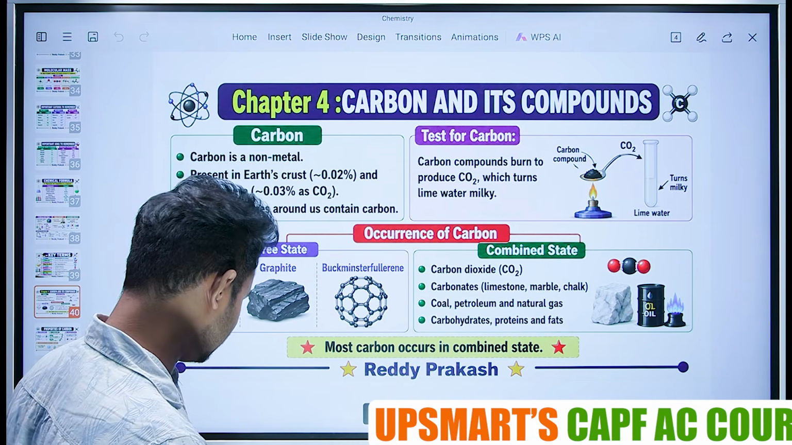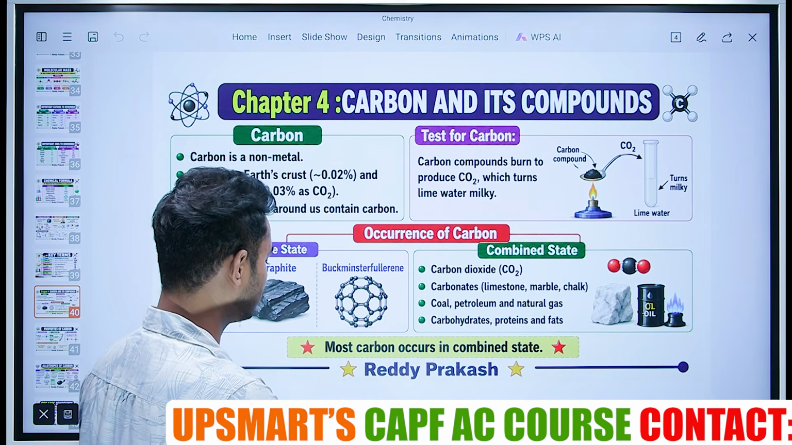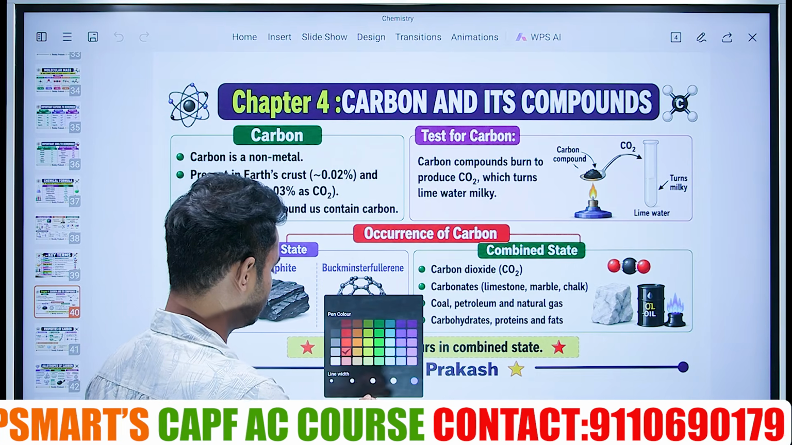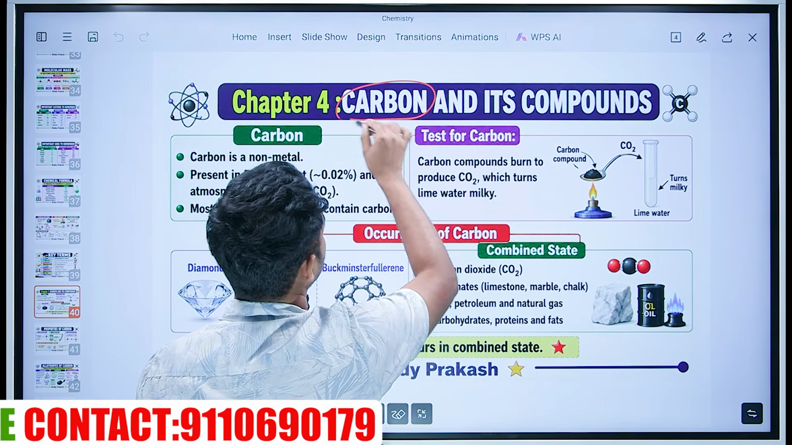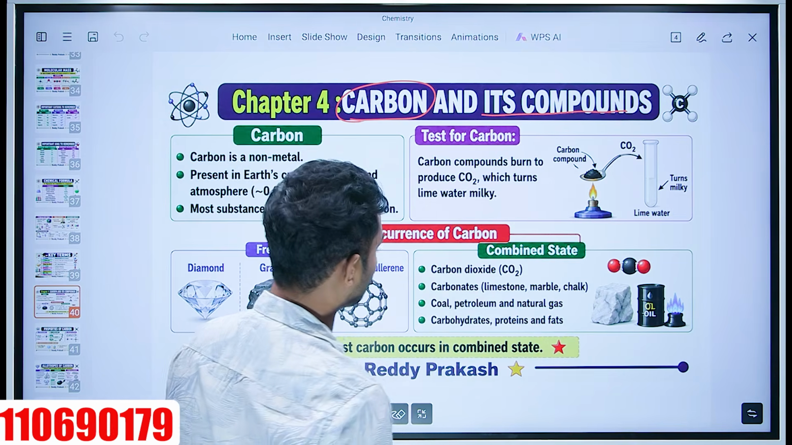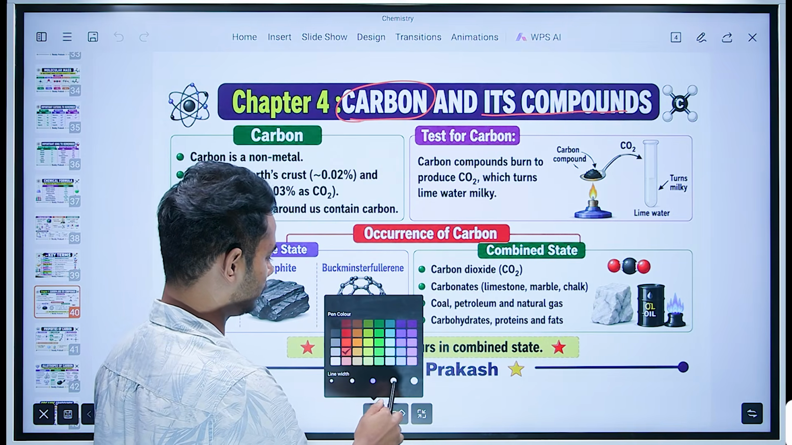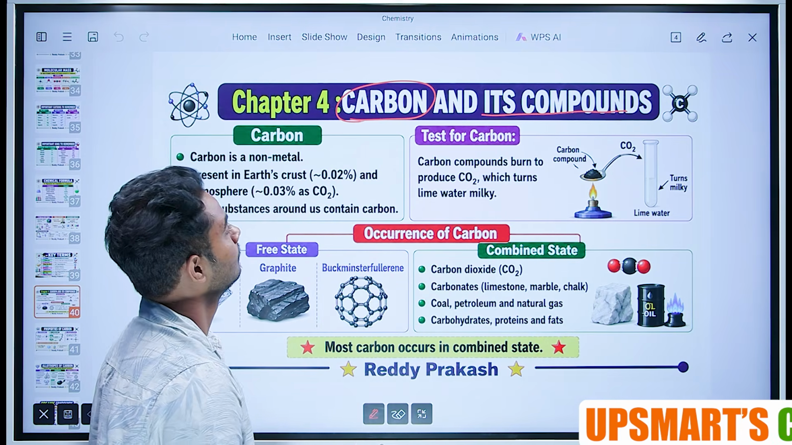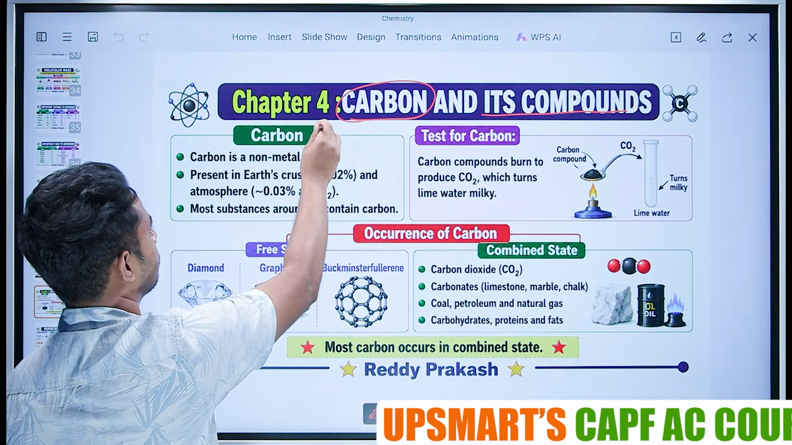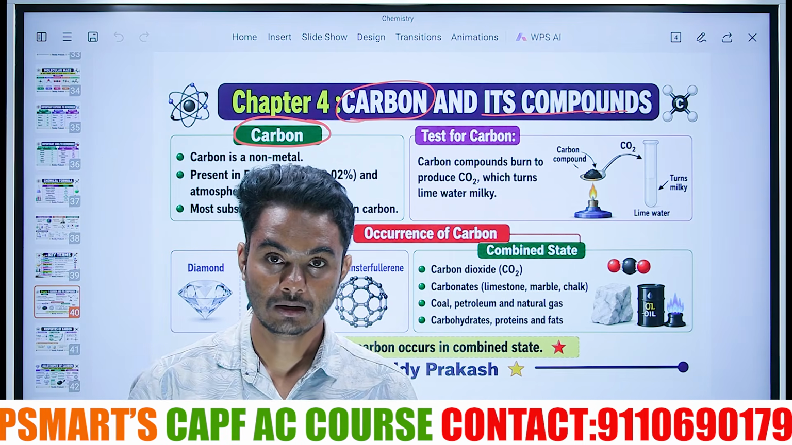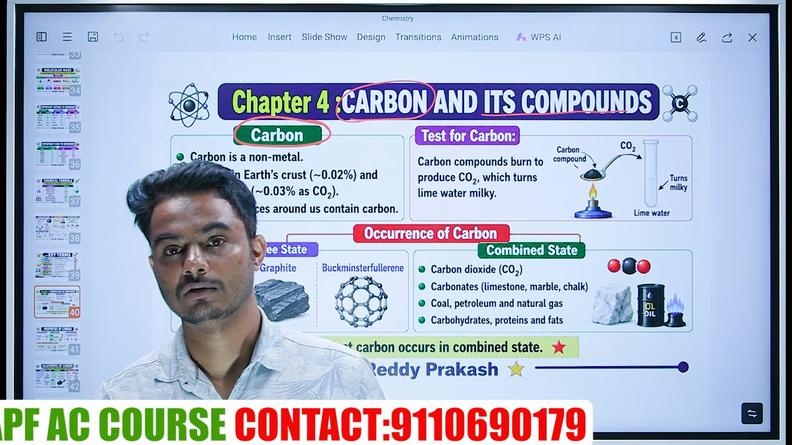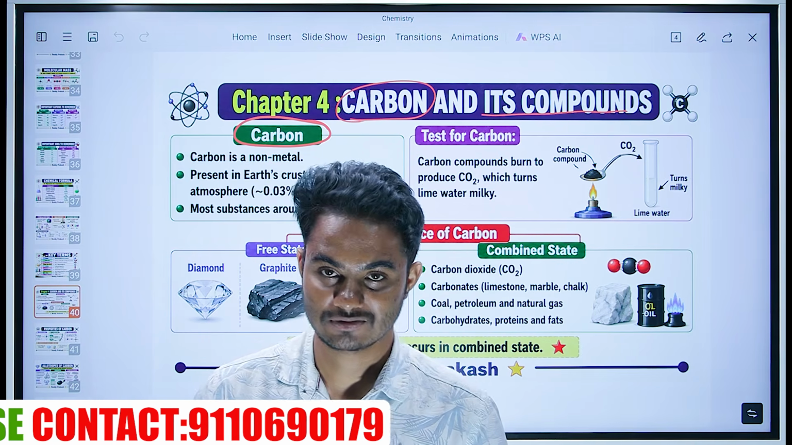So, what is the chapter about? The chapter is about carbon and the compounds it will form, and its compounds. Carbon and its compounds. So, what is carbon? Is carbon a metal? No sir, carbon is not a metal.